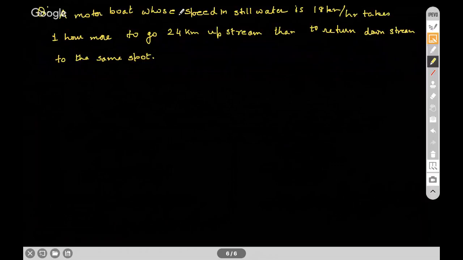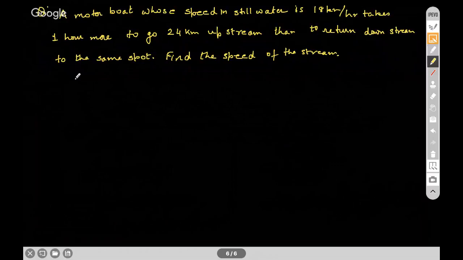Okay, find the speed of the stream. You have to find the speed of the stream. Okay, so once again, a motorboat whose speed in still water is 18 kmph, 18 kilometers per hour. It takes 1 hour more to go 24 kilometers upstream than to return downstream to the same spot. Find the speed of the stream.